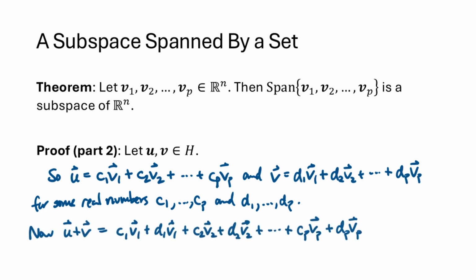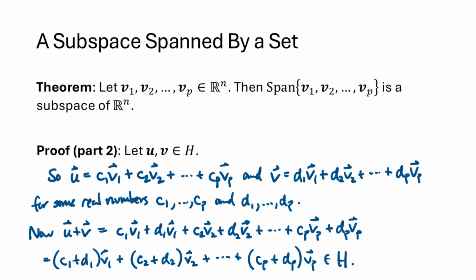Now, what happens when I add these 2 vectors together? Well, I'm going to add them in such a way where I keep the vectors close to each other. So I'm going to rewrite this as C1V1 plus D1V1 plus C2V2 plus D2V2, and so on. And then I'm going to factor out the v's. If I rewrite this as (C1 plus D1) times V1 plus (C2 plus D2) times V2, and so on, we can see that this is another linear combination of the v's, because C1 plus D1, C2 plus D2, and so on, all of those weights in this linear combination are real numbers, and that means that this vector is in H.